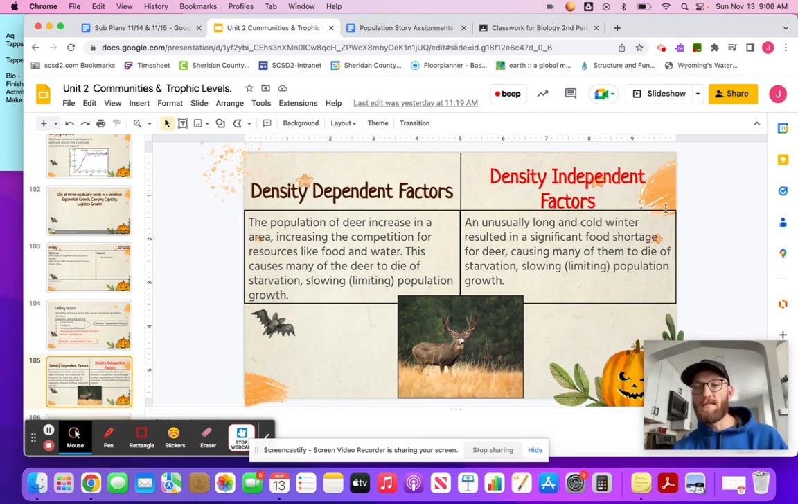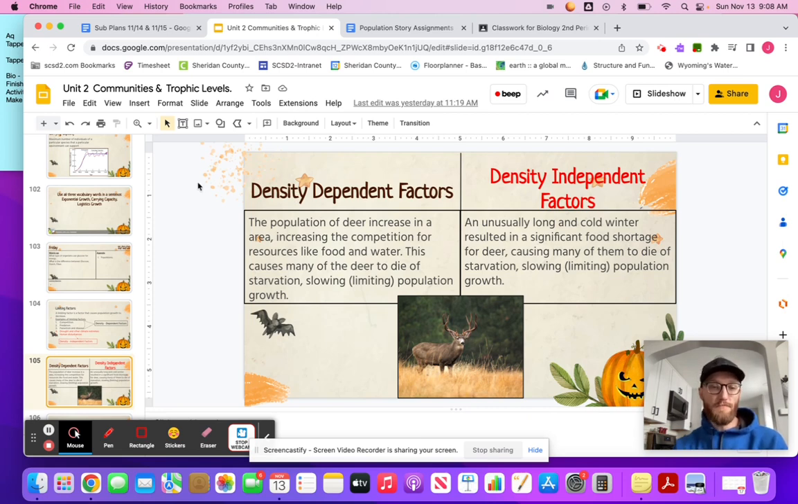Now, exact same results, but we say an unusually long and cold winter resulted in a significant food shortage, causing many of the deer to die of starvation and slowing and limiting population growth. So we can see it's the exact same change in population, but one of them is because the deer population got too big. The other one is a factor that had nothing to do with the population. What I usually think of as density independent is something that changed resources. You change the physical environment in which these organisms live. Density dependent is going to be the organisms themselves changing in their population.